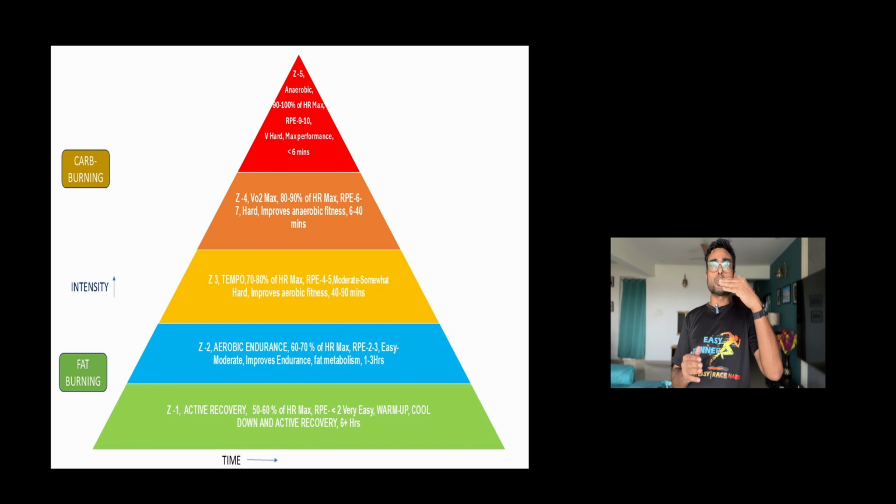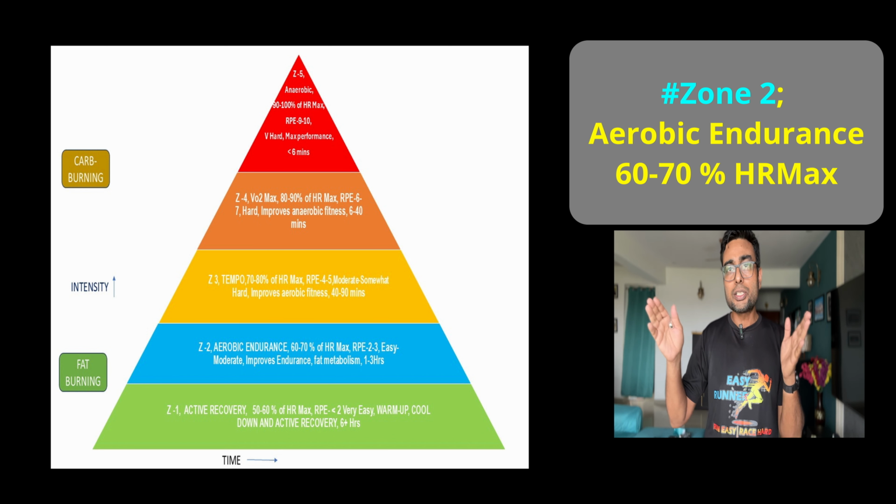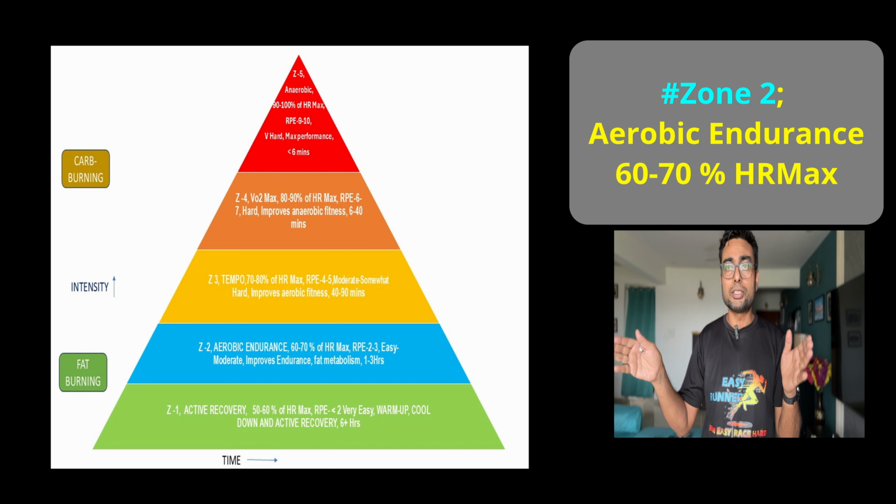Now next is zone 2. In terms of effort level, maybe RPE, this is 2 to 3. Again, a very medium level of effort. And these are your easy runs. These are your long runs. And this is 60 to 70% of your maximum heart rate. In zone 2, you can still stay around 1 to 3 hours. You can spend this time.